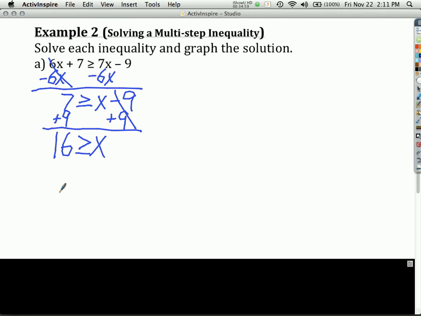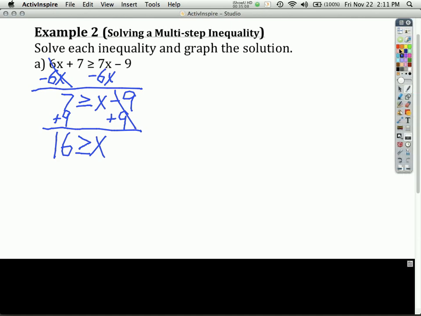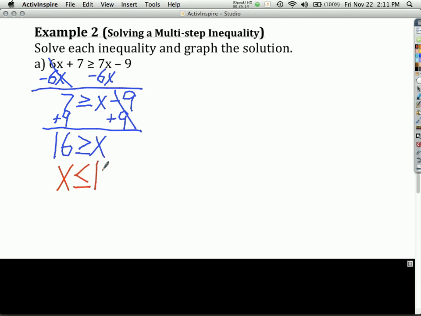But, as Catalina pointed out, we want the x on the left. And as Brandon pointed out, we want to use a spatula to flip the entire thing. So our real solution is x is less than or equal to 16. And that's really what we were looking for. Does anyone have any questions on how we did that? Jada?